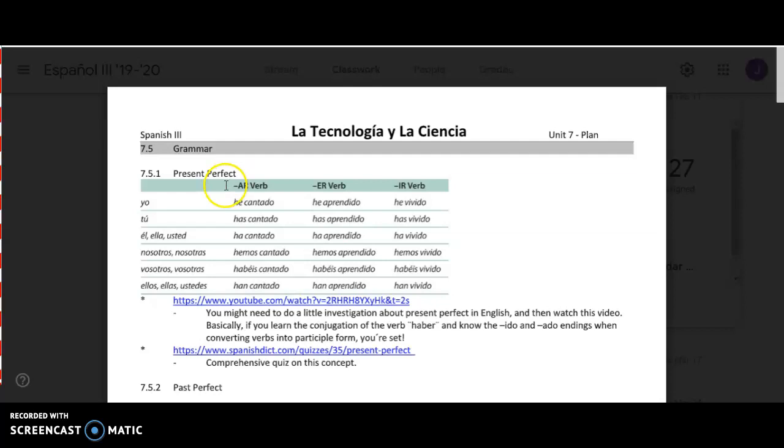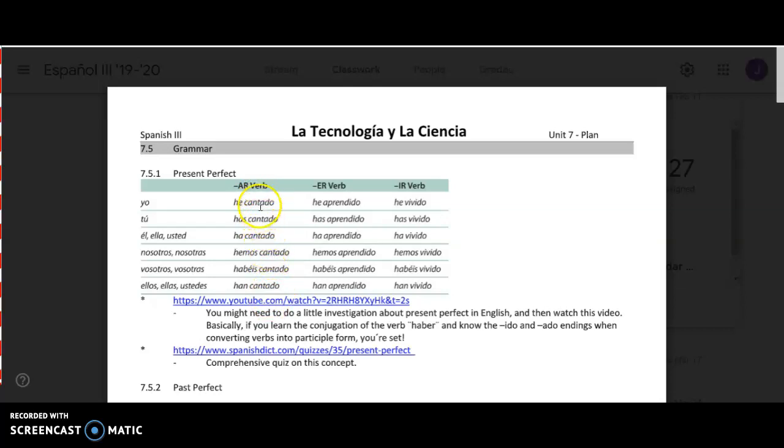In Spanish, they don't use the verb to have, which is the verb tener. In Spanish, we use haber, H-A-B-E-R. So that's the verb that's being conjugated. And you have here the conjugations of the verb haber, and then you have the past participle, or we'll just call it the participle form of the verb, just like in English.